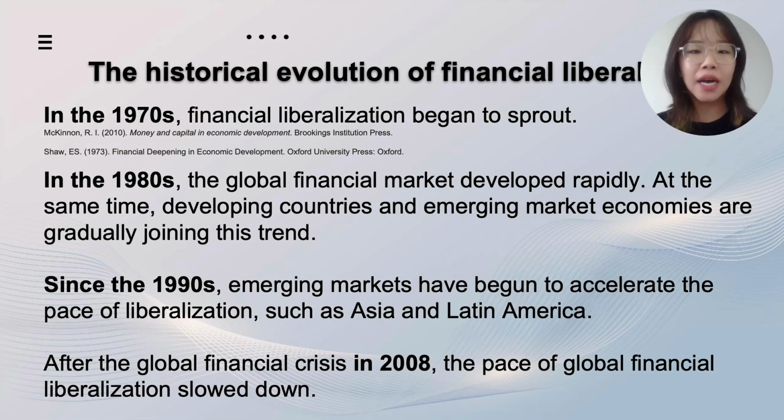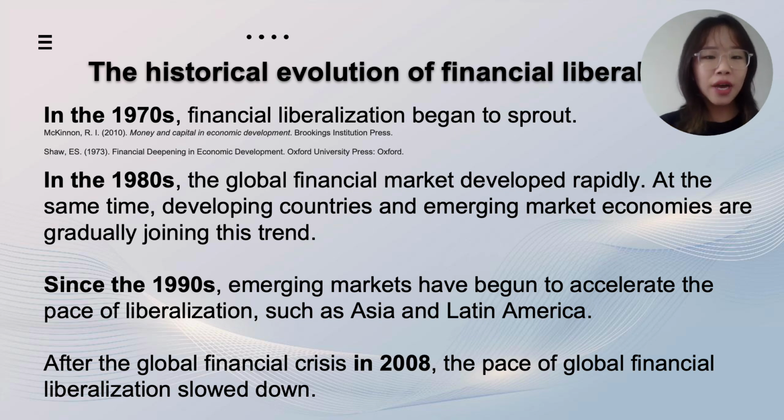And then we will look at the historical background of global financial liberalization. So, as we all know, in the 1970s, on the one hand, with the disintegration of the Bretton Woods system, the fixed exchange rate system was no longer able to adapt to the current economic condition. On the other hand, the United States experienced severe cash deflation, with slow economic development and inflation. Inflation and unemployment rose simultaneously. Financial liberalization began to sprout.